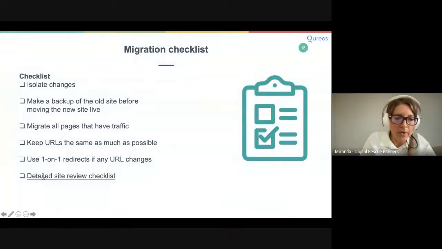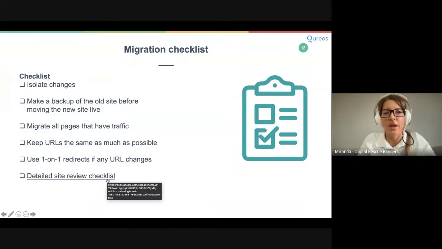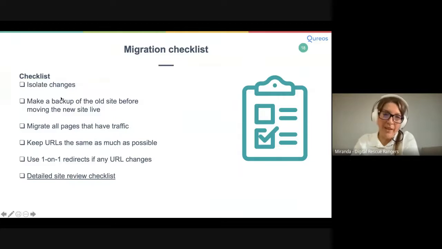Then I have a large file here with the elements to check if you migrate a site. But the important ones are to isolate changes. So only change, for example, the platform, but not the content at the same time. Make a backup of the old site, so that if there are any issues with putting the new site live, or you see that Google is not able to index the content on the new website, you always have the ability to go back again. Again, migrate all the pages which are live or which had traffic, a very important one, so that's why I keep repeating it. And keep URLs the same, and use the URL redirects.